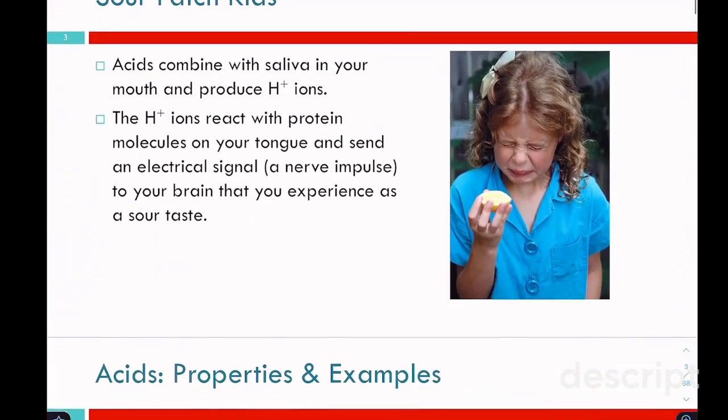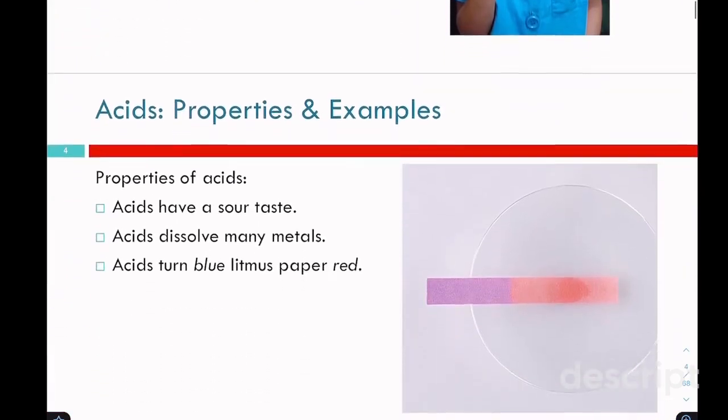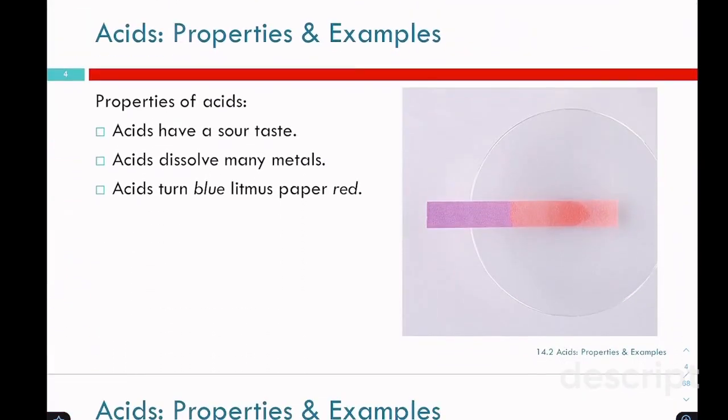So when acids combine with saliva in your mouth, they actually produce protons, H+ ions. And you can taste those H+ ions because there are chemical receptors on your tongue. And when those chemical receptors pick up hydrogen, they send an electrical signal and you experience that as a sour taste. So you can taste protons. Anything that's sour, you're tasting those protons. So acids in general have a sour taste.